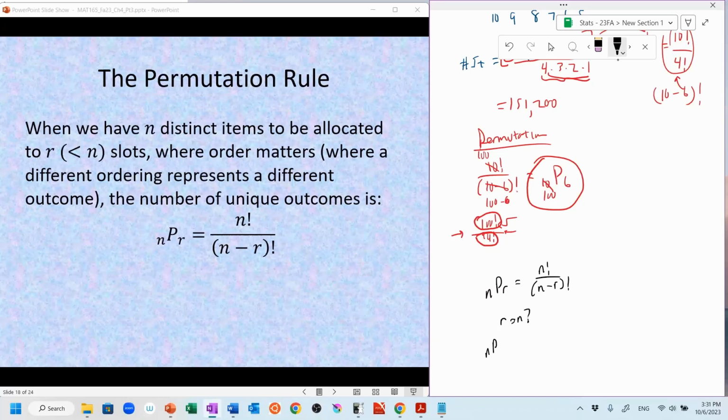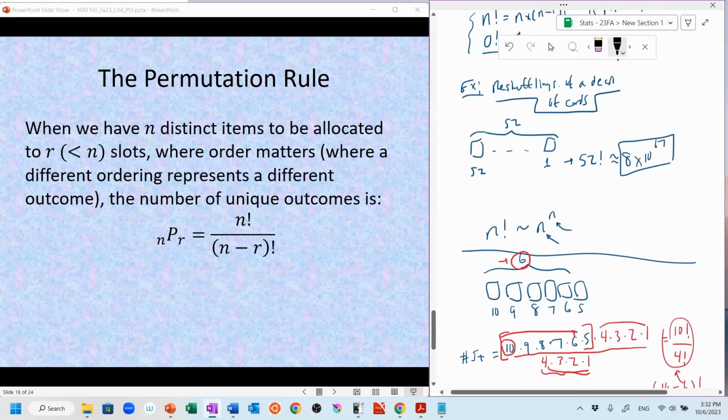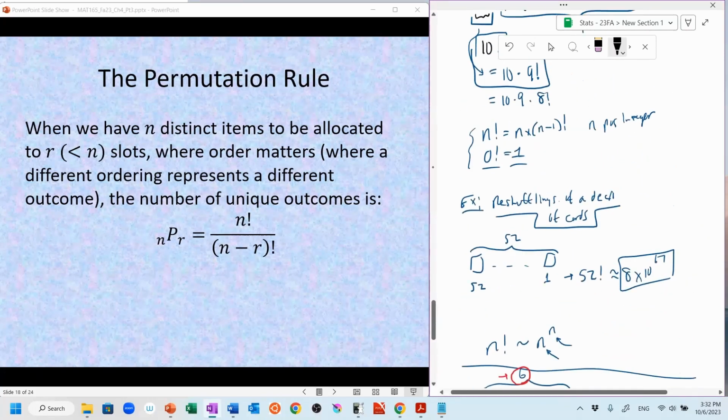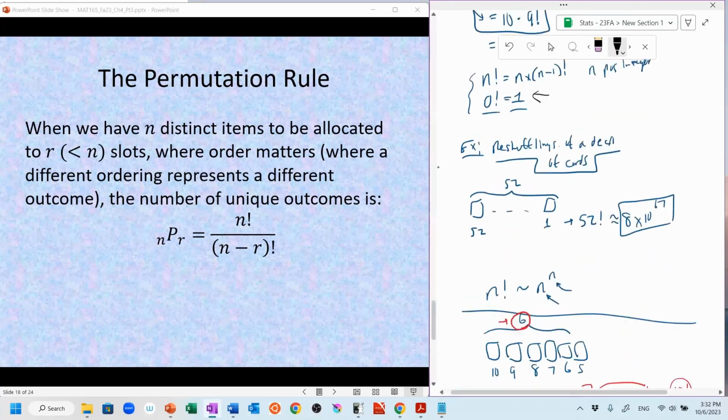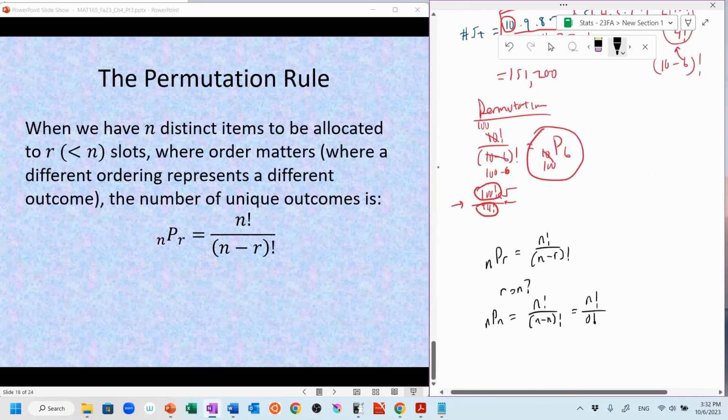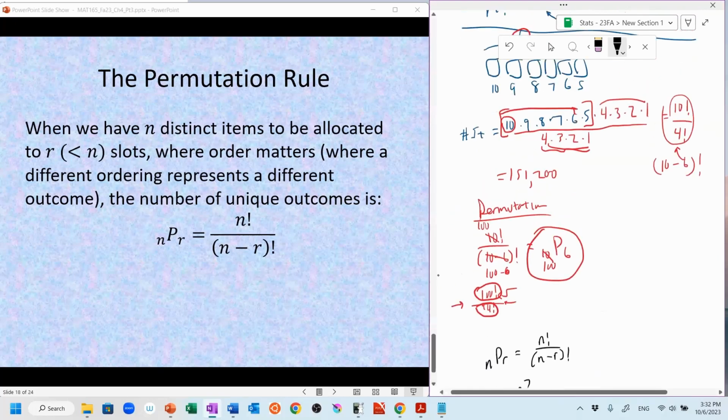So what is nPn? Well, that's n factorial over n minus n factorial. That's n factorial over 0 factorial. So keep in mind up here, I defined 0 factorial to be 1. So this just makes this n factorial. Is this reasonable? Well, yeah, I think it is, right?